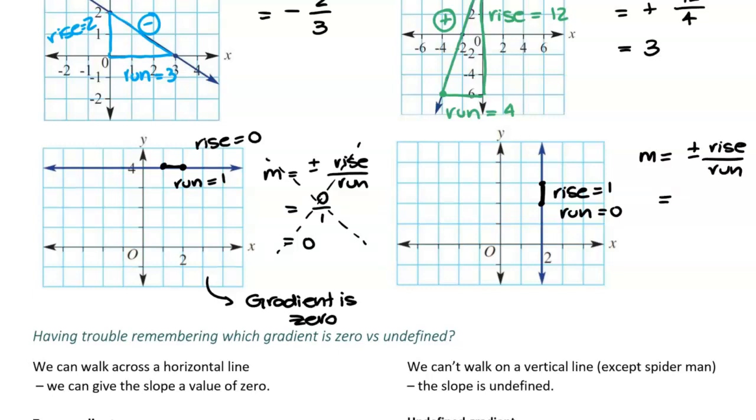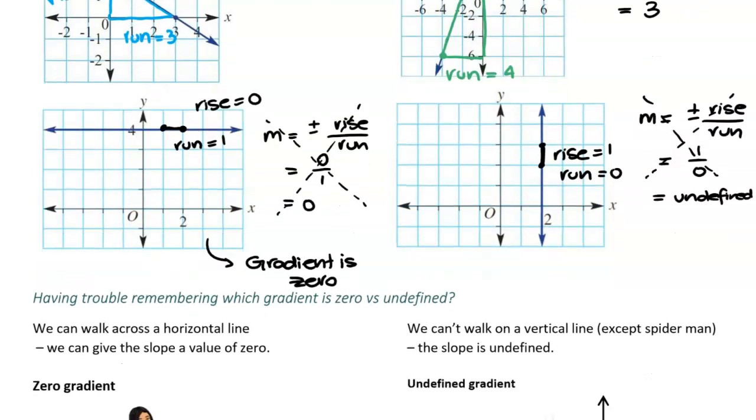So we've got, let's not put in a plus or minus. We'll put in the rise of 1 and the run of 0. If you put that into your calculator, you get an error, and that's because it's undefined. So you don't need to do that formula for this kind of thing again. You can just know when you've got a vertical line, it has an undefined gradient.